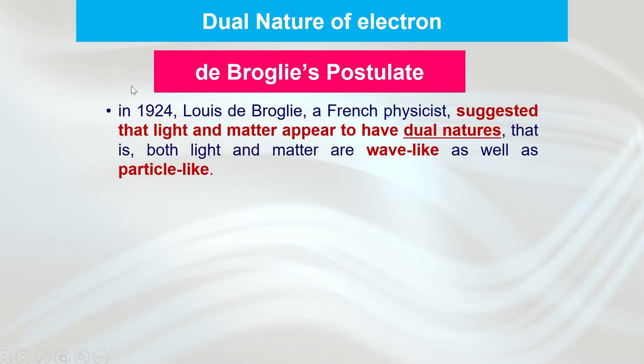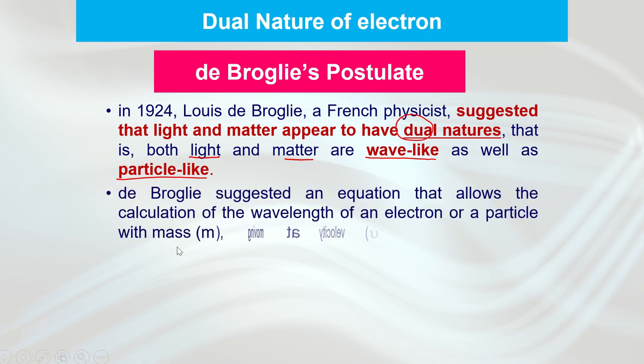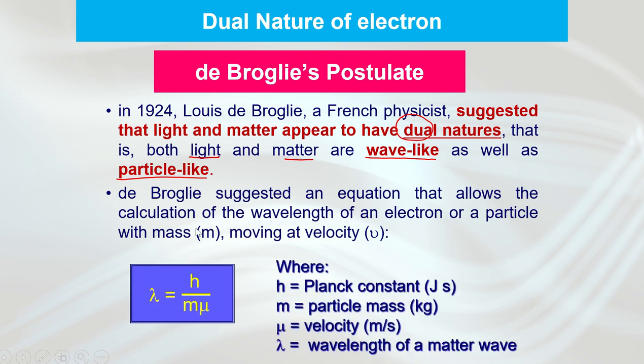The limitations of Bohr's theory were later explained by the de Broglie postulate. He is a French physicist who suggested that light and matter appear to have dual nature. What does dual nature mean? It means both light and matter have wave as well as particle character. The dual nature of the electron. So this is the equation that de Broglie suggested. You don't have to memorize it, but you have to know what the de Broglie postulate says: the electron actually has dual nature, both wave-like and particle-like.